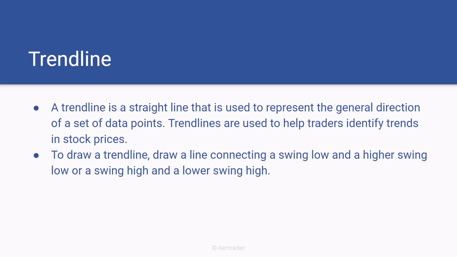Swing highs and swing lows are generally used as the price points to draw a trend line. To draw a trend line, draw a line connecting a swing low and a higher swing low, or a swing high and a lower swing high.